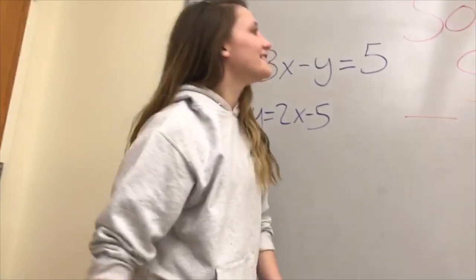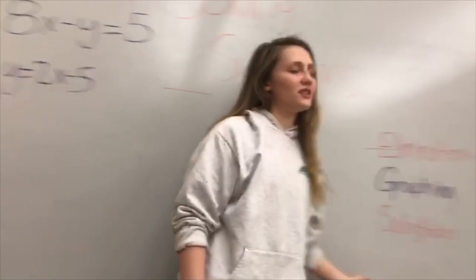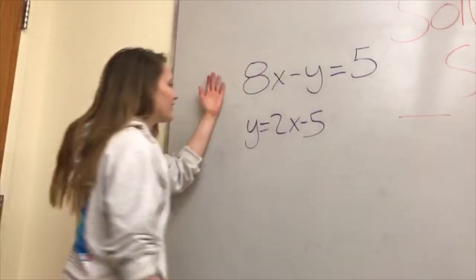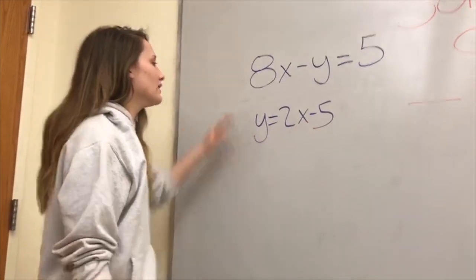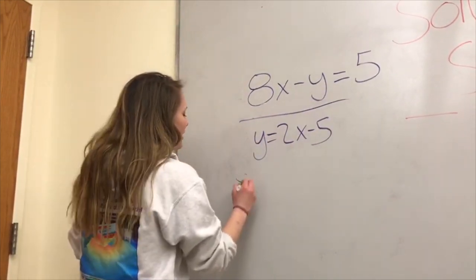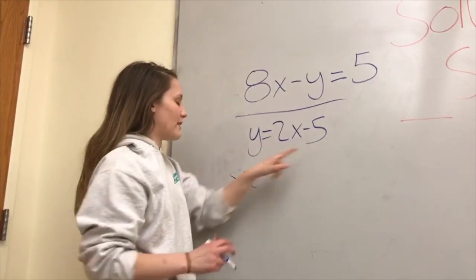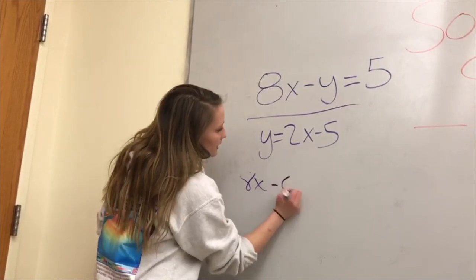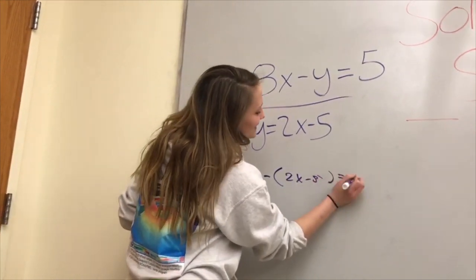Okay, hello. So today we will be solving systems of equations using substitution. So as you can see here, we have 8x minus y equals 5 and y equals 2x minus 5. So what you do first is you take this equation, 8x, and then you substitute in the y, which is 2x minus 5. So you do negative parentheses 2x minus 5 equals 5.